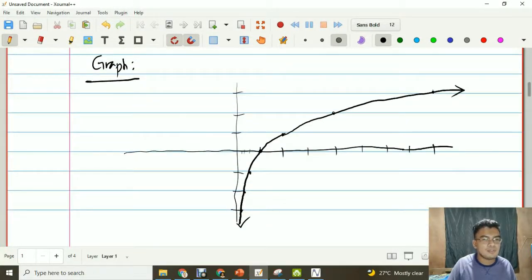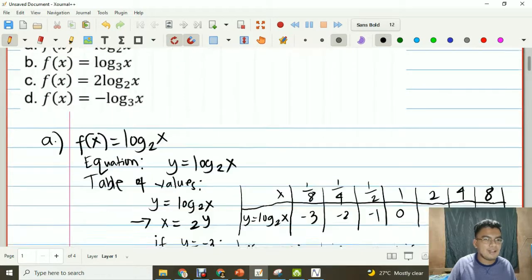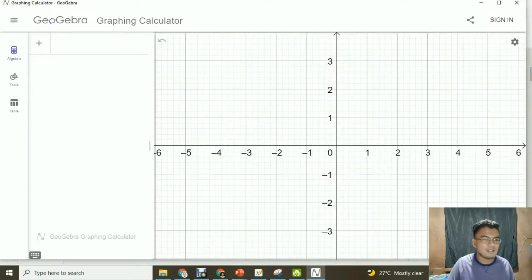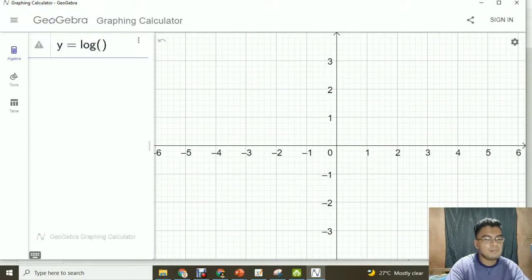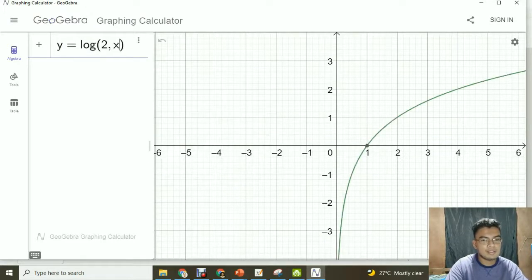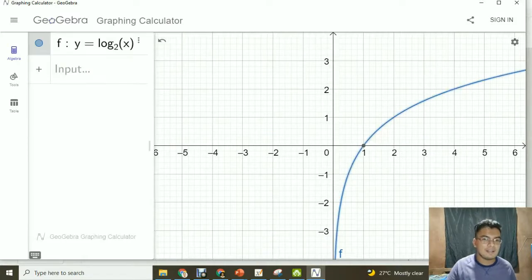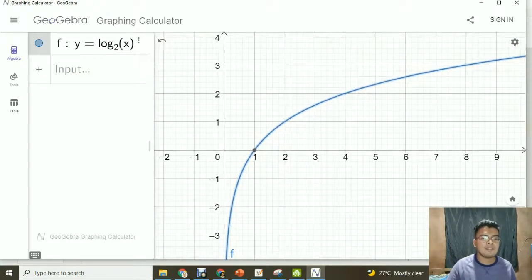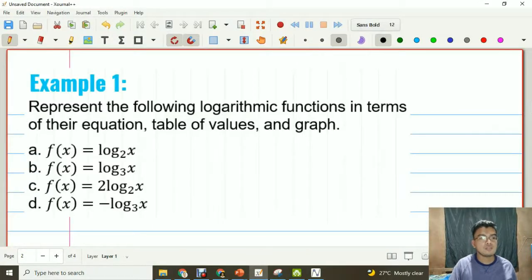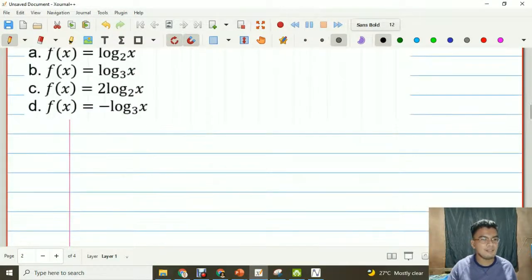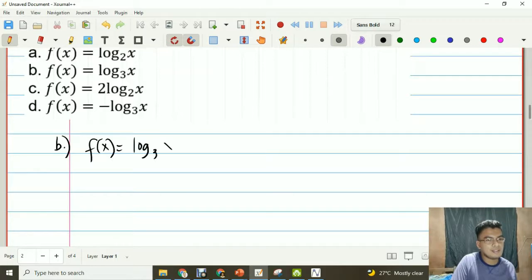If we look at the graph of item A on our graphing calculator, this will be y is equal to log base 2 of x. This will be the appearance of our graph. So for our second item, we have f of x is equal to log base 3 of x. So I'll just write it here. So it'll be f of x is equal to log base 3 of x.